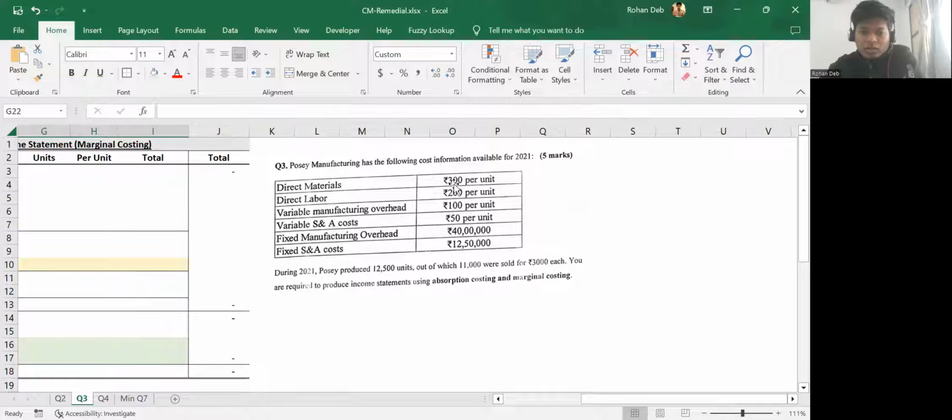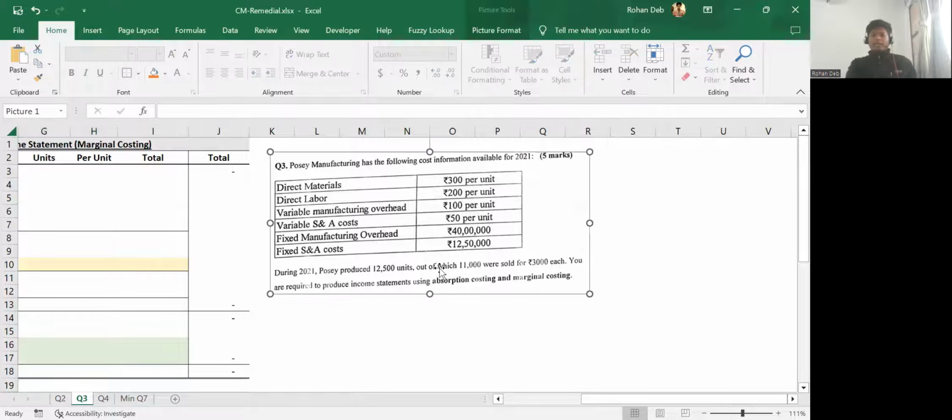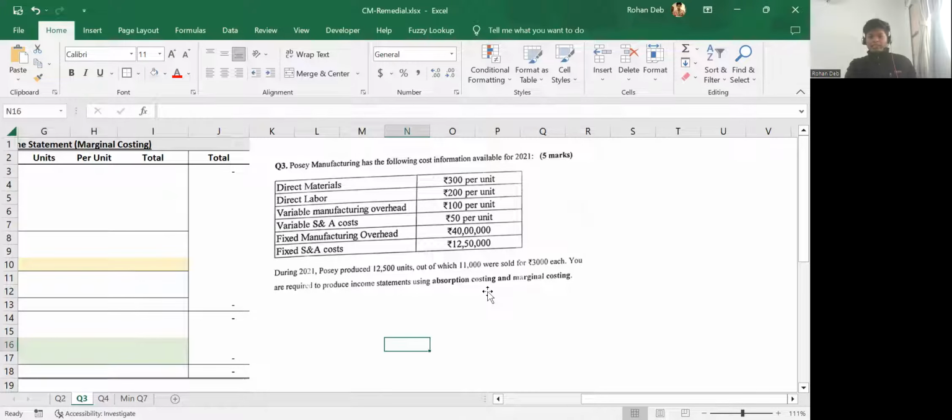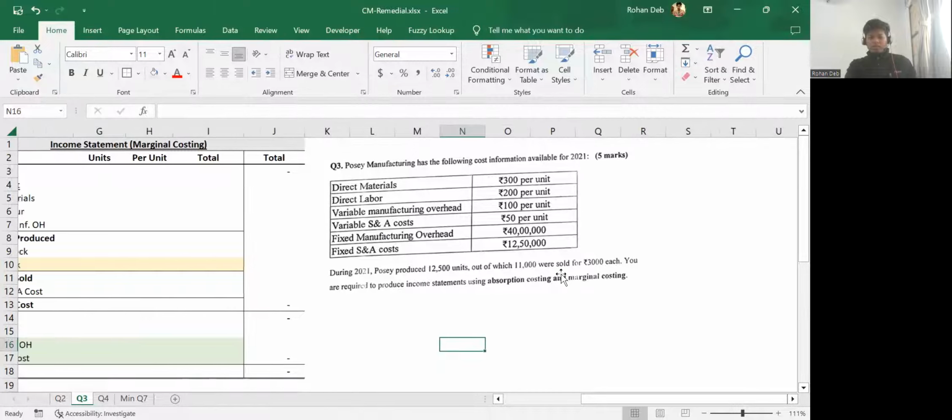These are the direct material cost, direct labor cost, variable manufacturing costs. So these are the variable. So you remember in case of marginal costing, what we do is sales minus variable cost gives you the contribution. Contribution minus your fixed cost will give you the total profit or loss. Correct. Now, what I will do over here is firstly I'll calculate the sales. So sales is 11,000 units for 3,000 each.